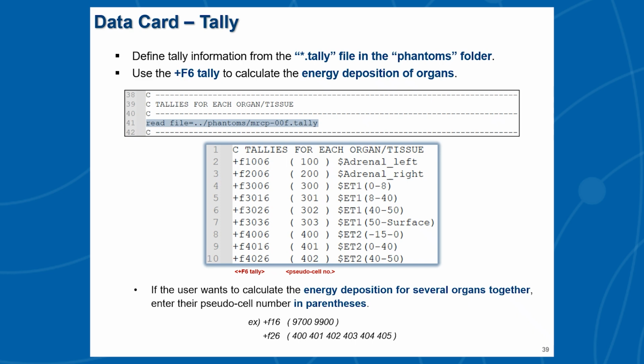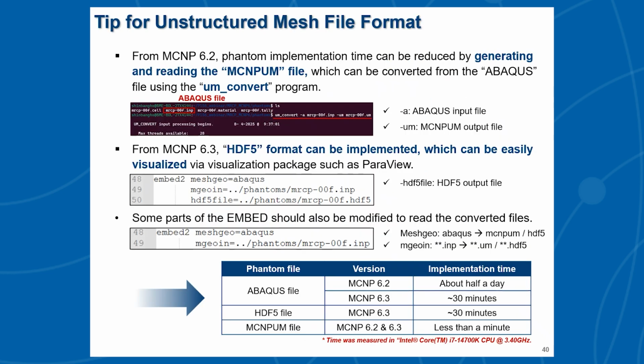And like the feature code, this slide shows a tip for reducing the phantom implementation time. Again, the MRCPs comprise several millions of tetrahedra, which requires long implementation time. Until MCNP version 6.2, about half a day was required to implement the MRCPs, which is very long. From version 6.3, the implementation time has significantly improved, but still requires about half an hour.